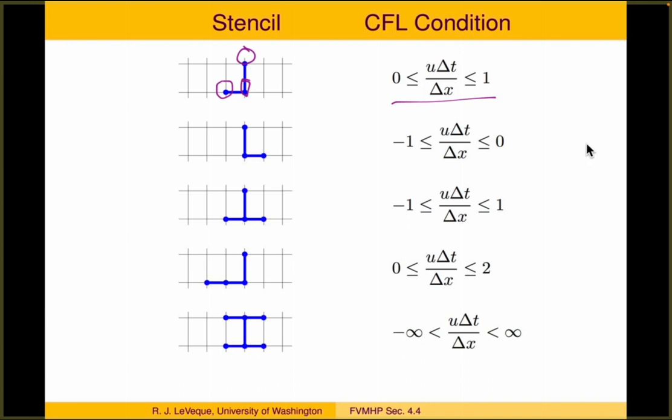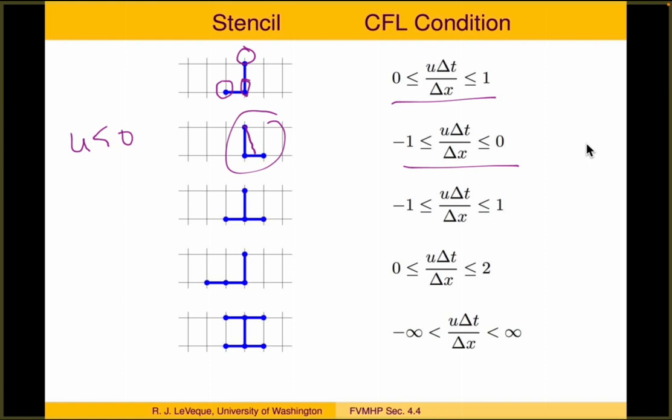If u were negative instead of positive, then instead we might use an upwind method that looks like this one, where our stencil is looking to the right instead of to the left. And then it turns out the CFL condition says that u delta t over delta x has to be between -1 and 0, so that when we trace a characteristic back here, it lies somewhere between those 2 points and doesn't lie either to the left or the right of that interval.